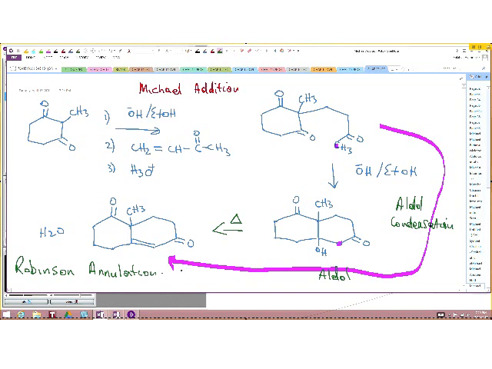Robinson annulation equals Michael plus Aldol. So anytime I say give me a Robinson annulation, that means you need to perform a Michael addition reaction followed by Aldol condensation. So this sequence here is what we call a Robinson annulation. Annulation means ring formation. You are forming a ring.